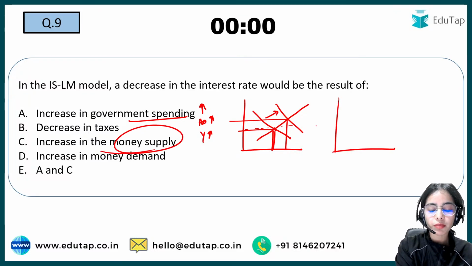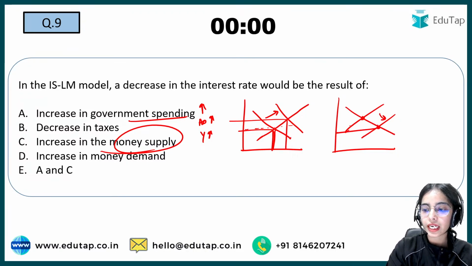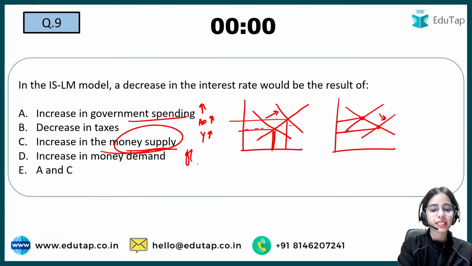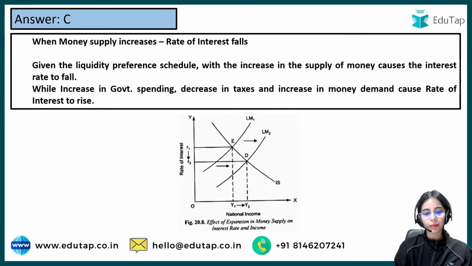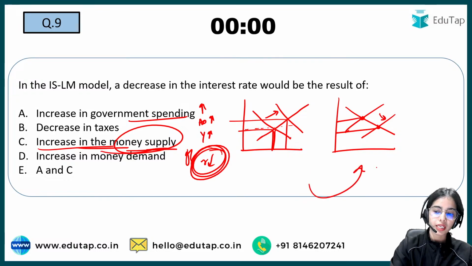If the money supply is increasing, the LM curve will shift rightwards. So in this case, what will happen? The rate of interest will decrease. If the money supply is increasing, the rate of interest will decrease. So C is the right answer here, that an increase in money supply reduces the rate of interest in the ISLM model.